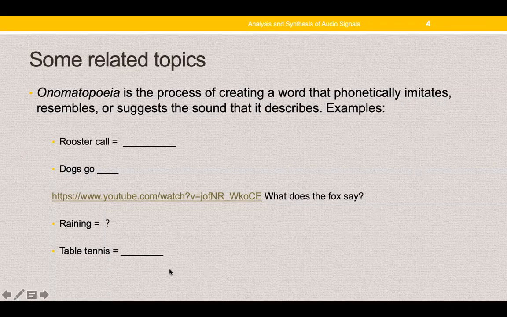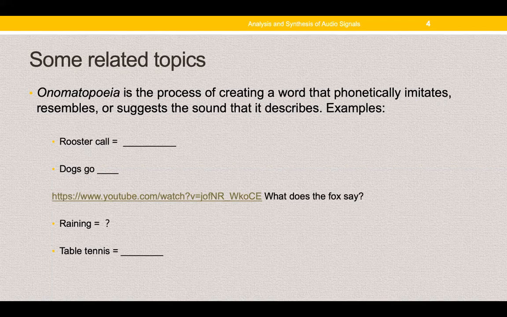And how about table tennis? How do we call it? Table tennis is what? Ping pong. Ping pong is onomatopoeia, and I think it's a good example because the sound of the ping pong balls bouncing on the table is like ping pong. But then the question, why don't we call it ling long or sing song or something else? I want to invite you to think about these issues.